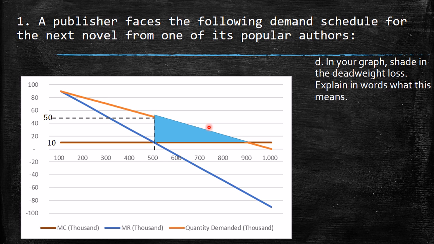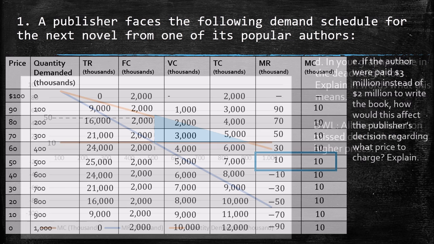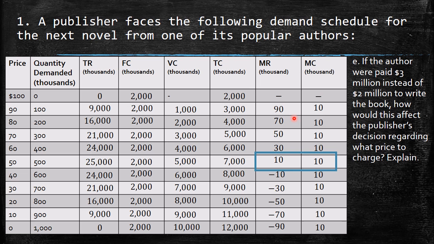So this is considered the deadweight loss. It's the same effect that we had with the government taxes. So then the question says, if the author were paid 3 million instead of 2 million to write a book, how would this affect the publisher's decision regarding what price to charge? Explain. So before moving on, this is our final output of the previous result.